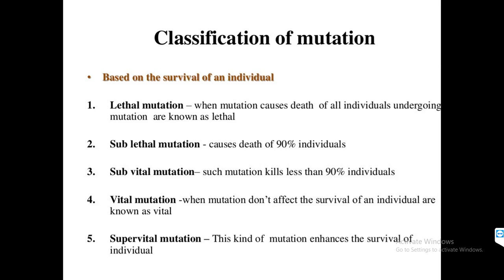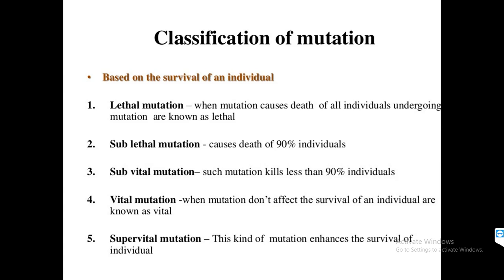Then comes the vital mutation, when mutation doesn't affect the survival of an individual. So mutation is there, but it is having no effect on the survival of the individual, and that mutation is called vital mutation. Now the supervital: this kind of mutation enhances survival, so it is a good or useful mutation that enhances the survival of the individual, like we have seen in the moth during the time of the industrial revolution.